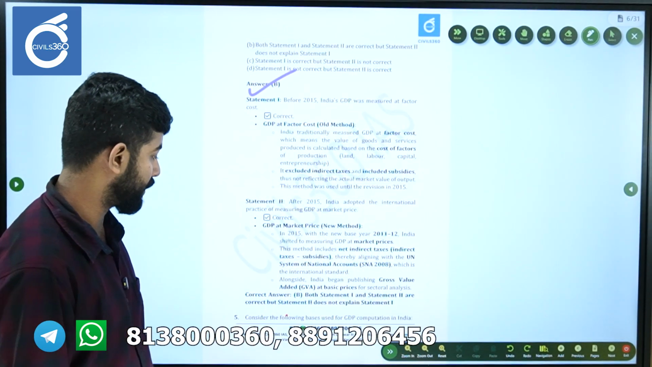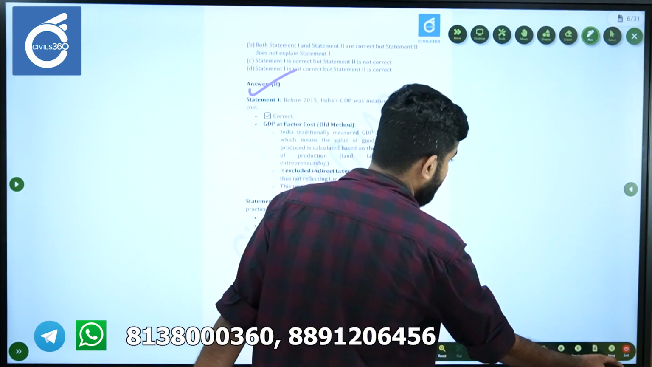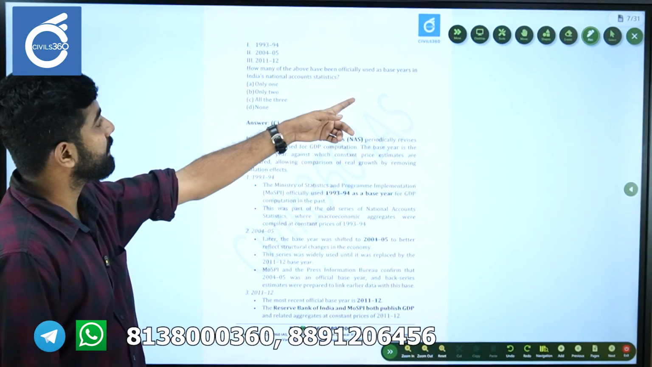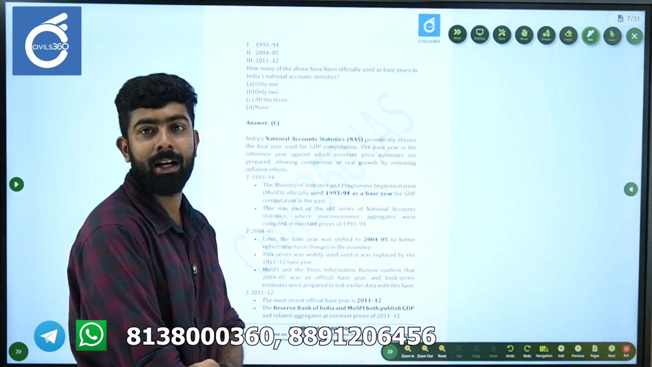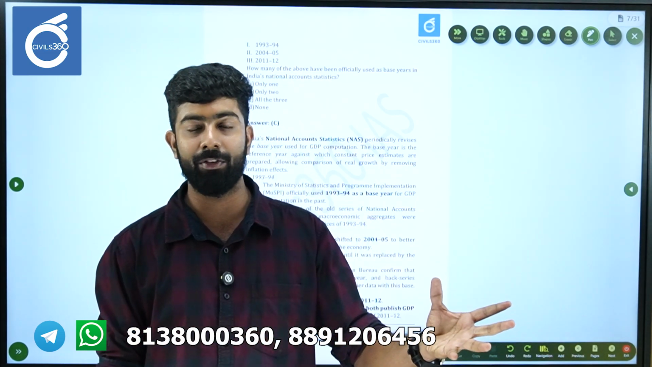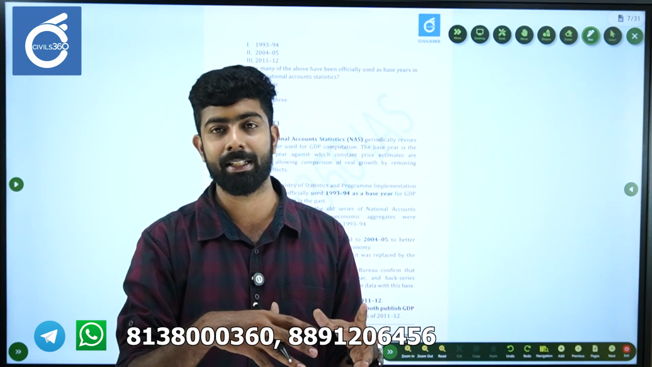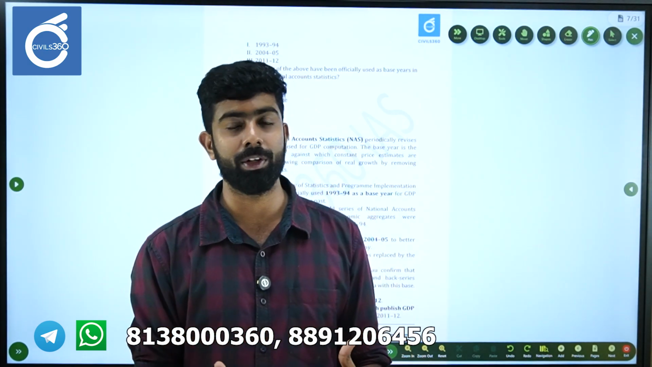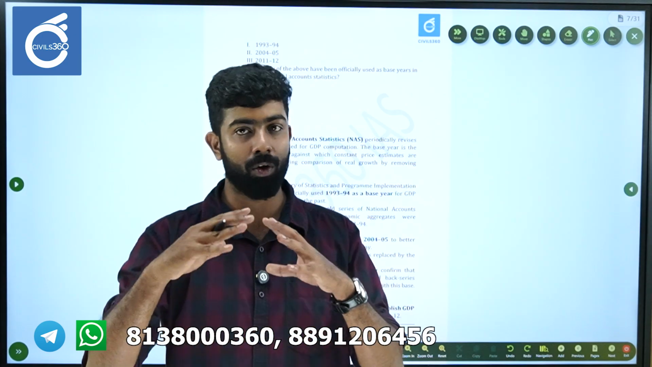Okay, then as fifth question, consider the following basis for GDP computation in India. So here we can see the bases that have been used in Indian national account statistics. This is important because we have discussed in another video regarding IMF giving grade C for India's national account statistics, GDP account. But then we also mentioned that the overall grade was B.